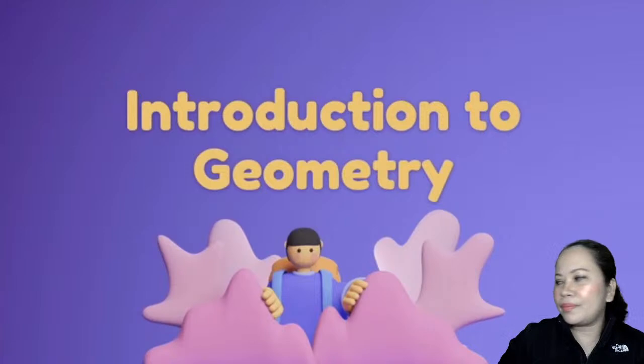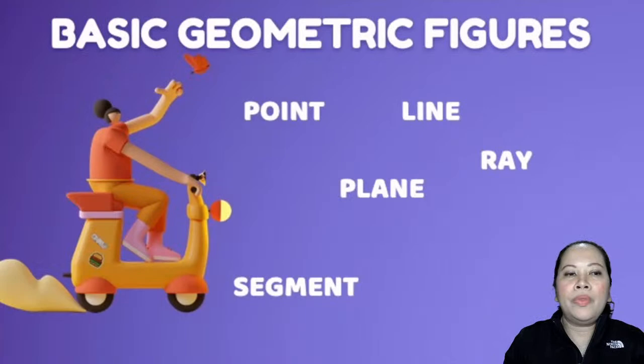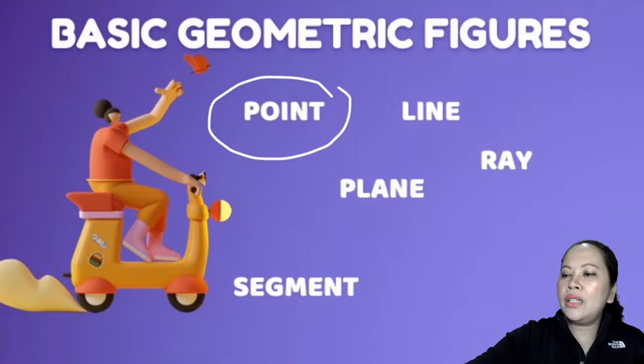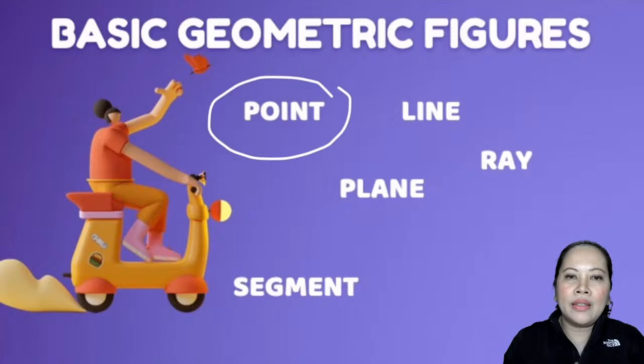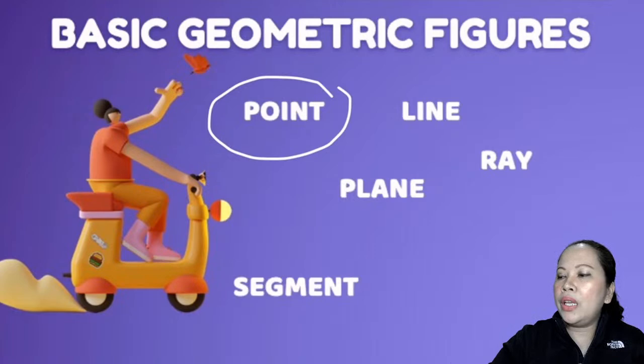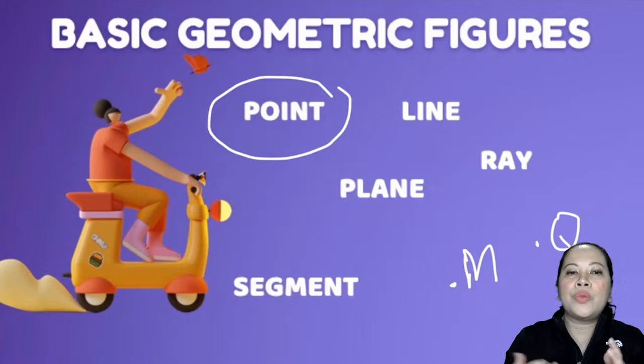Okay, so we start off with the basic geometric figures. We have here a point. When we say point, that is a location in space. It can be represented by a dot and a capital letter. So any point, like point M or point Q, is always represented by a dot and a capital letter.